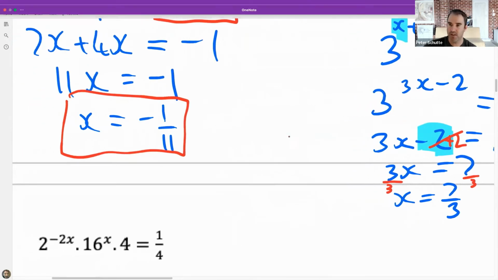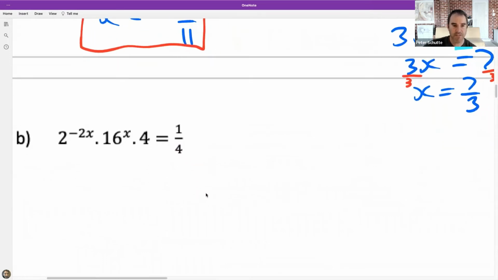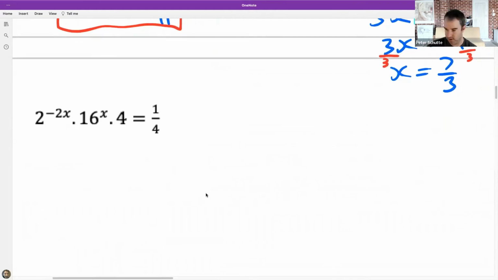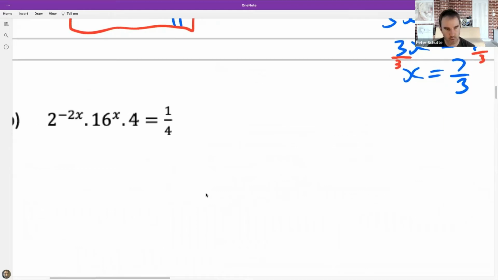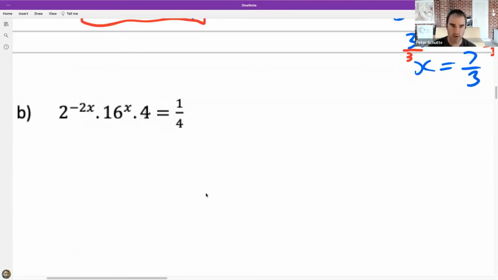Let's do one more question before our break. So in this question, you're going to have to use some of the skills that you've learned in earlier questions. And in earlier questions, the main focus is you need to find a way of getting the bases the same on both sides, but not breaking any rules.